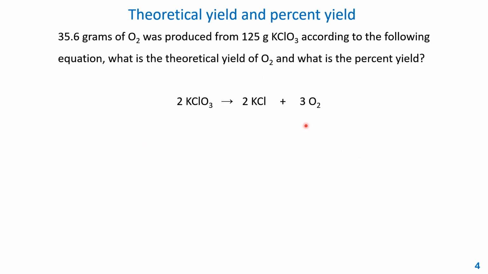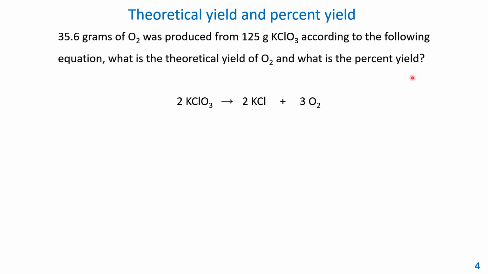Another example of this similar question is shown here. The reaction is decomposition of potassium chlorate to potassium chloride and oxygen gas. If 35.6 grams of oxygen was produced from 125 grams of potassium chlorate, according to the equation, what is the theoretical yield of oxygen and what's the percent yield?